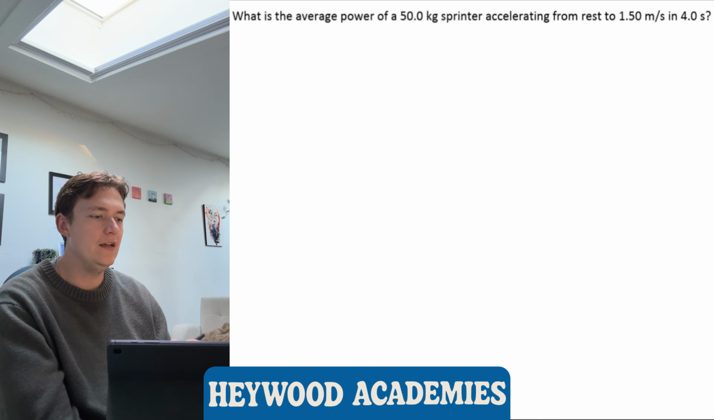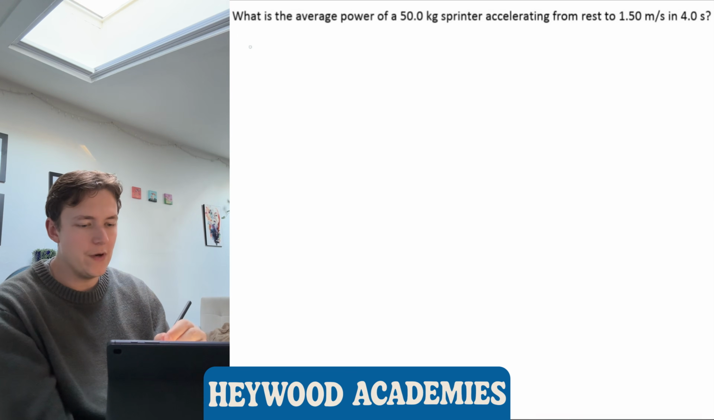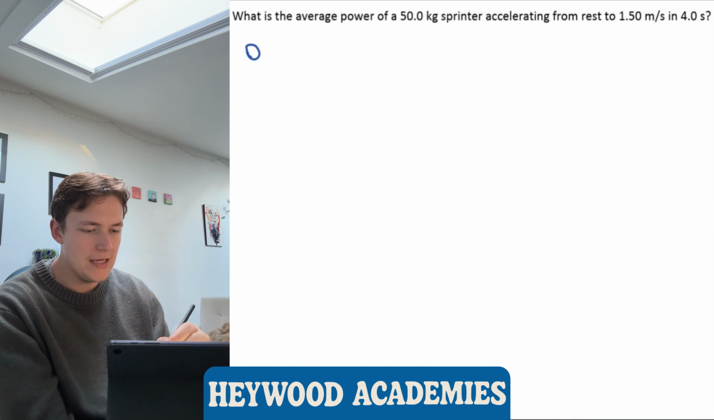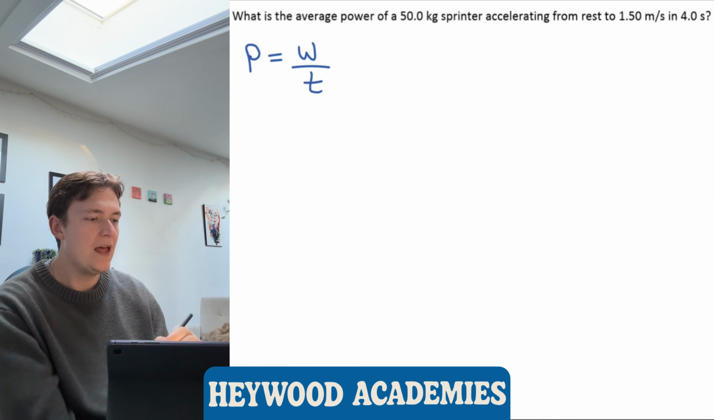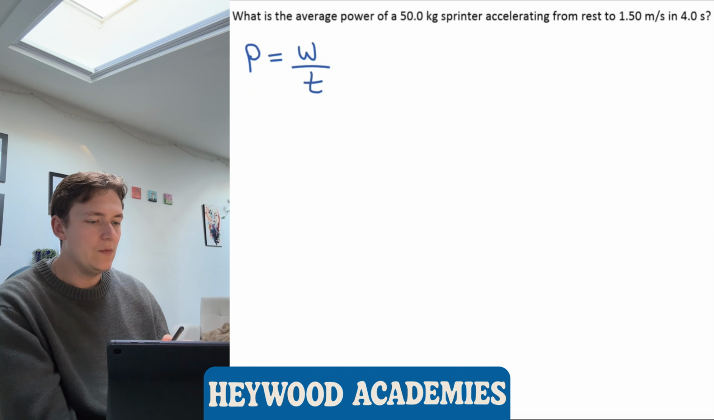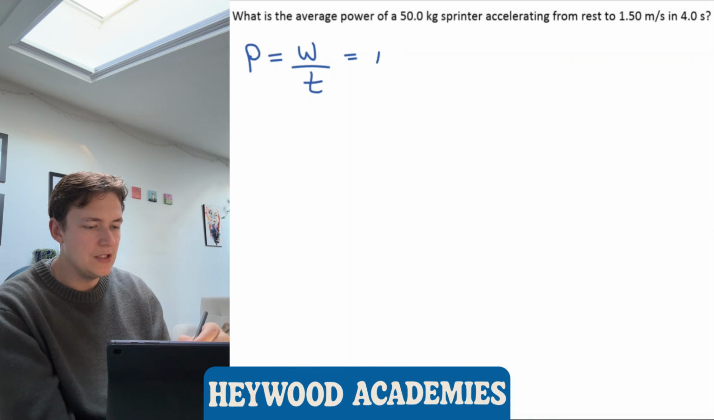What is the average power of a 50 kilogram sprinter accelerating from rest to 1.5 meters per second in 4 seconds? Okay, this is another equation for power that we've sort of looked at so far in this video, but not quite. So from before, we said that power is equal to work over time. So from this question, they gave us the time in this case, but we need to figure out the work. So we can also say that the work is equal to the change in energy.